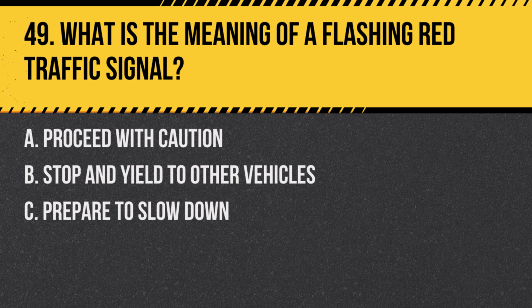Question 49. What is the meaning of a flashing red traffic signal? A. Proceed with caution. B. Stop and yield to other vehicles. C. Prepare to slow down. Answer. B. Stop and yield to other vehicles. A flashing red traffic signal indicates that drivers must come to a complete stop, yield to other vehicles, and proceed only when it is safe to do so, treating the intersection as a stop sign.